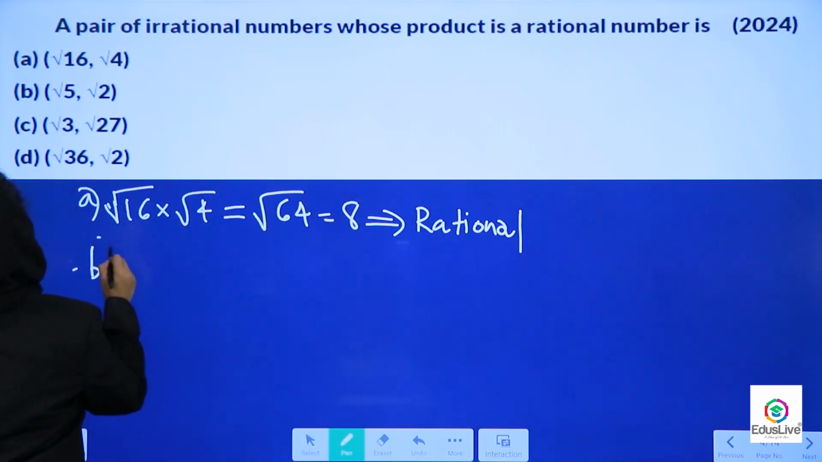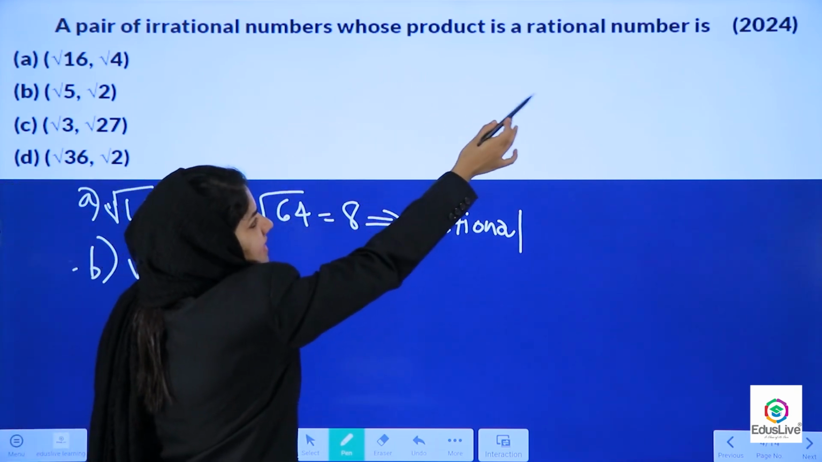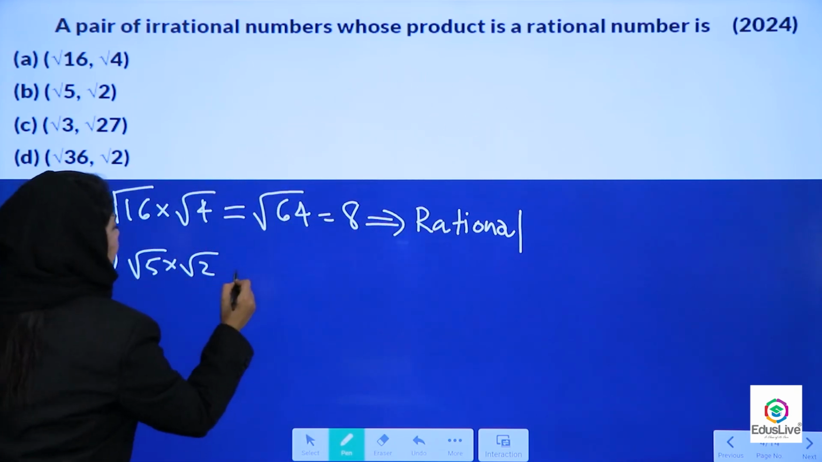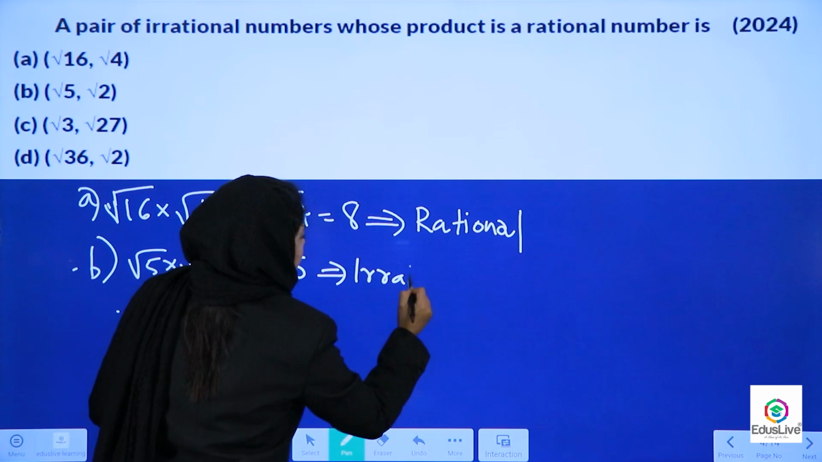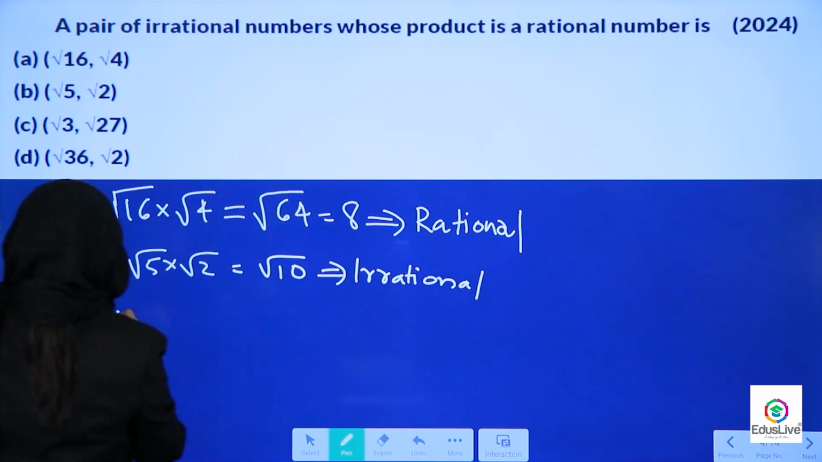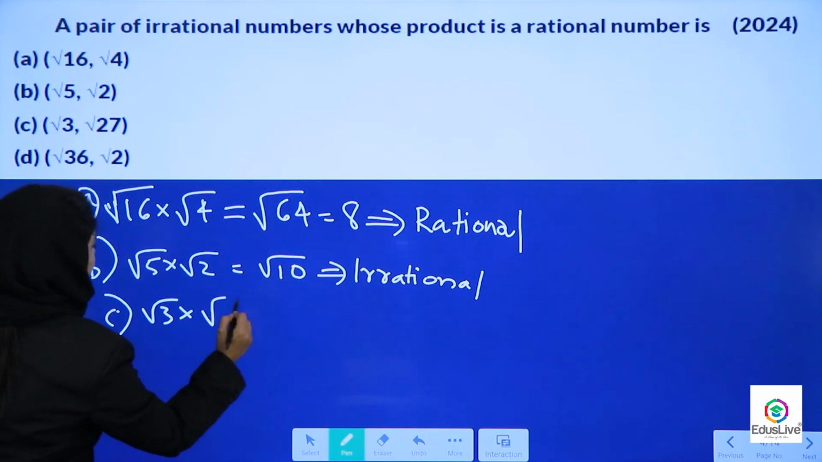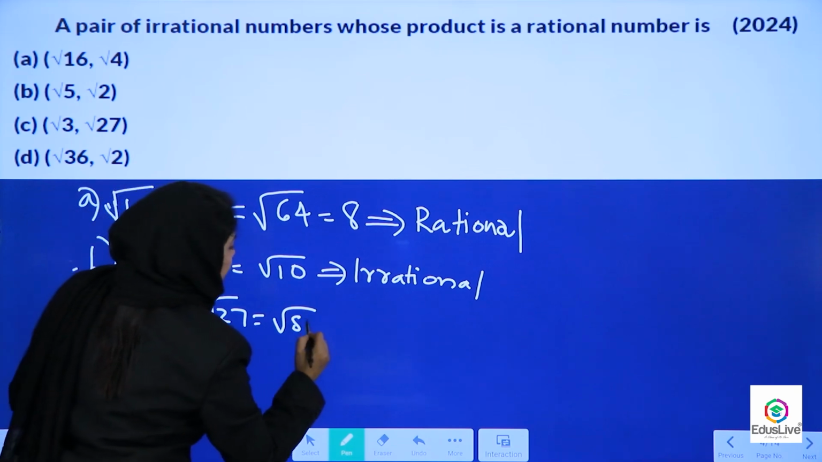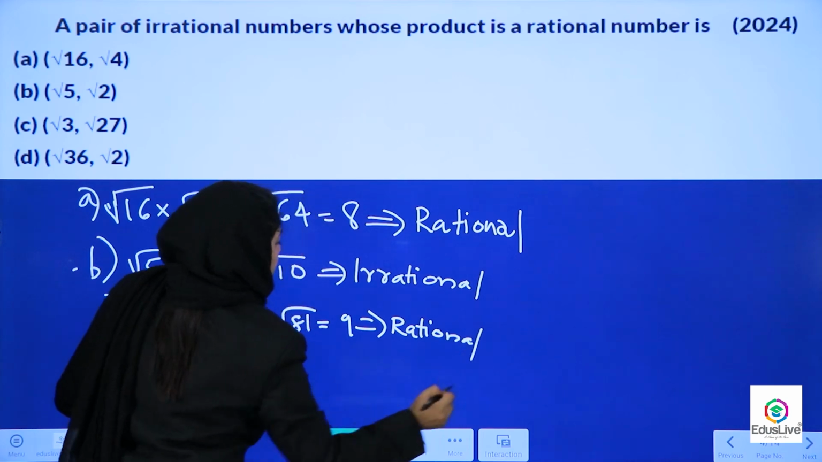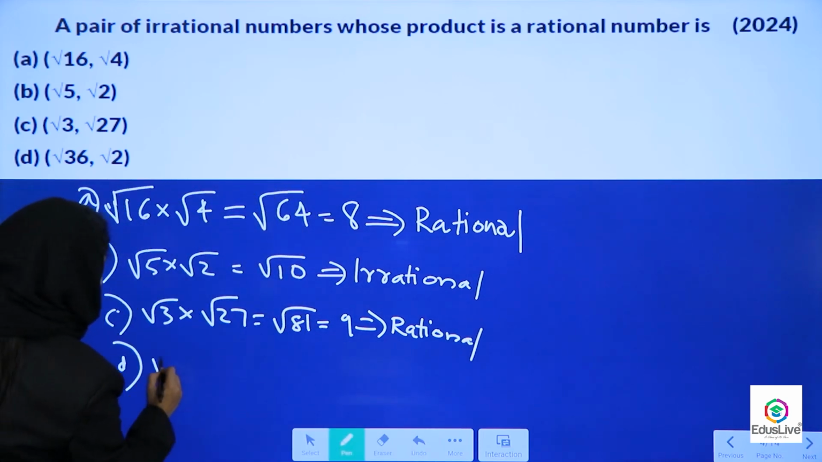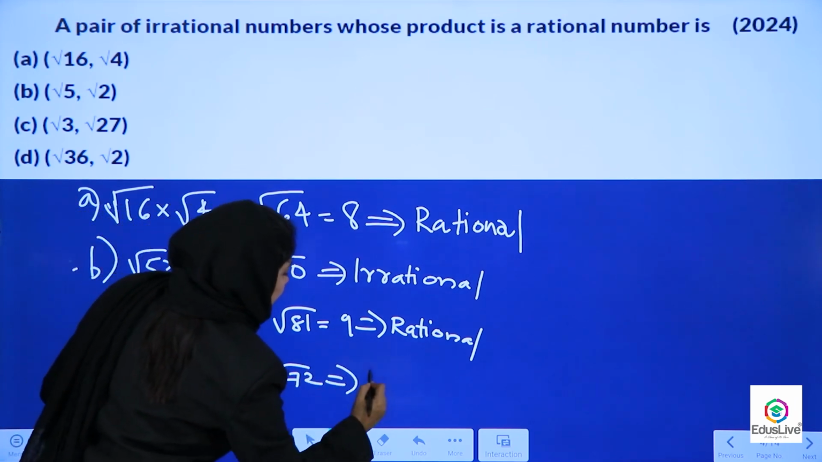Now, take the second option. Root 5 into root 2. Take the product because whose product is a rational number, that is asked in the question. So that is root 10. Root 10 is an irrational number. Then option C, root 3 into root 27, which is root 81, 9. 9 is a rational number. Then D, root 36 into root 2, which is root 72, that is an irrational number.